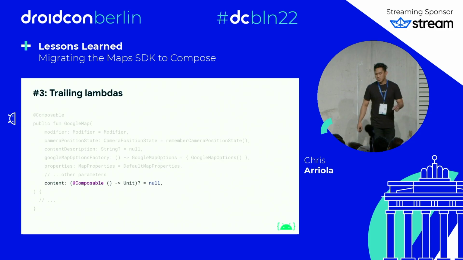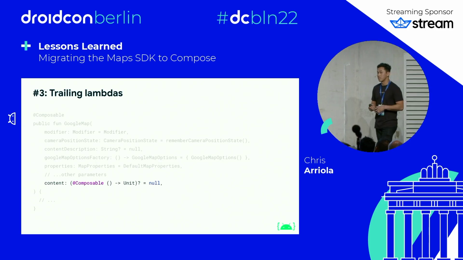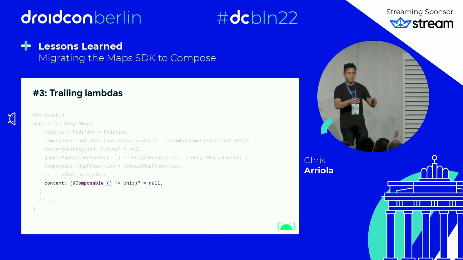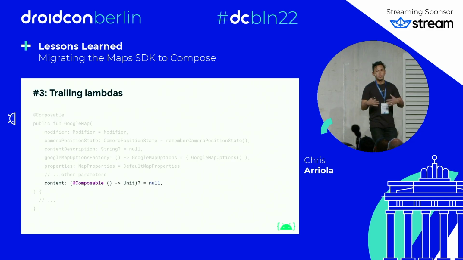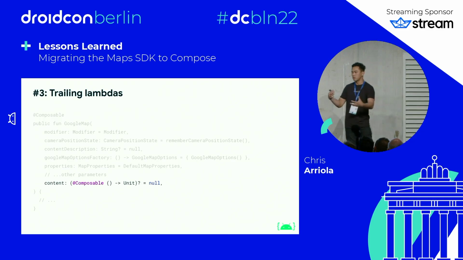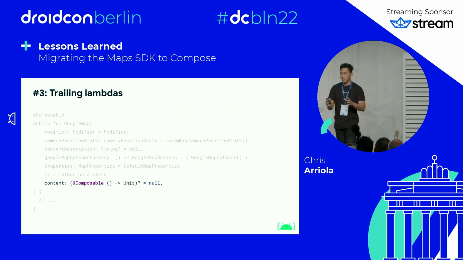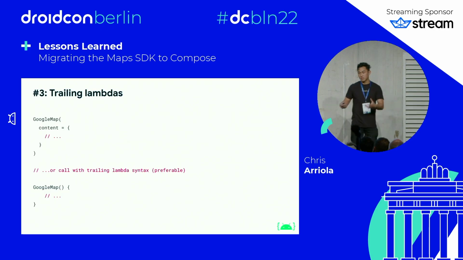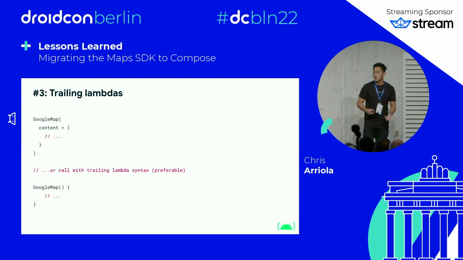Trailing lambdas. Trailing lambdas are used for layouts in Compose, and a layout is basically any composable function that accepts a composable function lambda as a parameter. Typically you would use layouts through this trailing lambda syntax, which is much more concise versus having to name the content lambda and having that part of your function parentheses. So while you can definitely call it with content equals lambda close parentheses, the preferred syntax here is to use trailing lambdas.